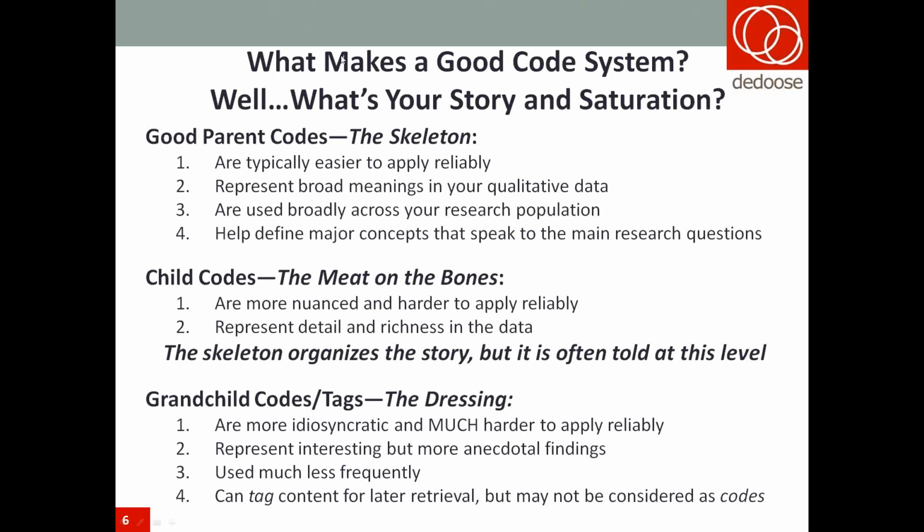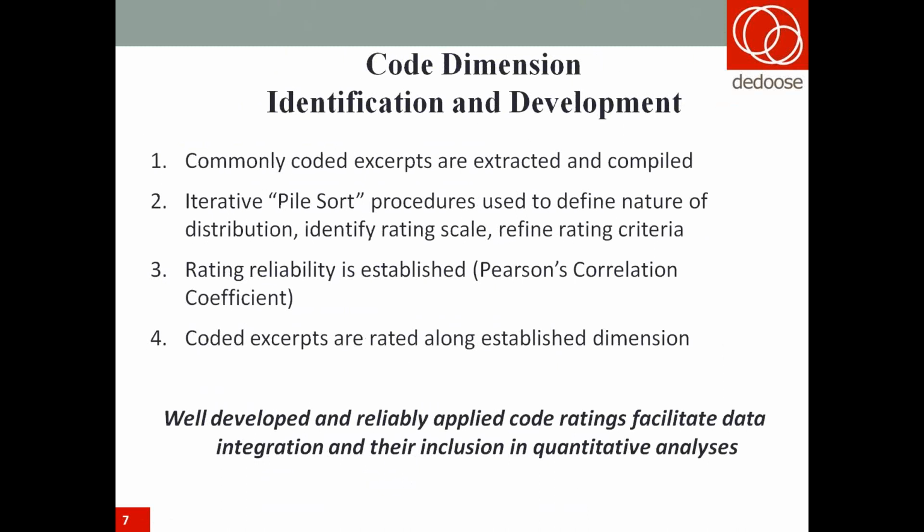All right, so what's next? So code dimension identification and development. This is something that may not be familiar to you. It is a mixed method element to the work that we've been involved in at UCLA, and certainly is fundamental to Dedoose. But it can be of great value to your work. So the idea here being that we can often develop dimensions around our codes.